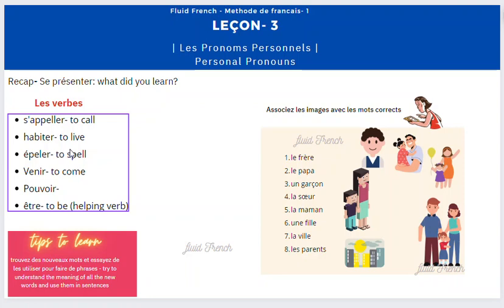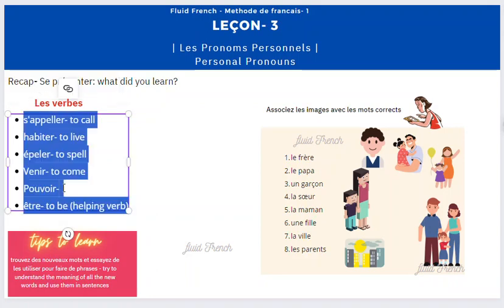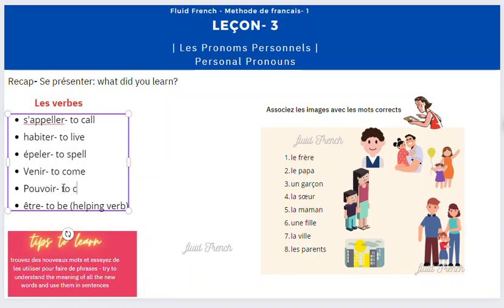Habiter is to stay or live. Épeler is to spell, and I'm repeating it here. Wherever you see this small accent on E, your E will give an A sound. Venir. Venir is to come. Pouvoir. The meaning is here. Pouvoir means to can. Let me just put it here. Can. To can sounds very weird in English, but you can say can. Alright. Pouvoir.